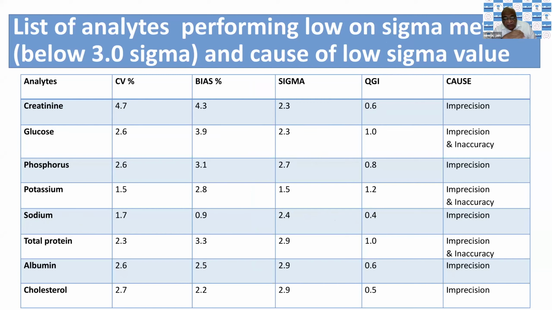So now when we are analyzing, as we discussed, those analytes, and we took some other examples also in this, we were not included in the study. This 6 sigma, where values were less than 3, based on quality goal index, whether there is imprecision or there is inaccuracy or both, inaccuracy as well as imprecision. As we discussed, if it is between 0.8 to 1.2, there is inaccuracy as well as imprecision.